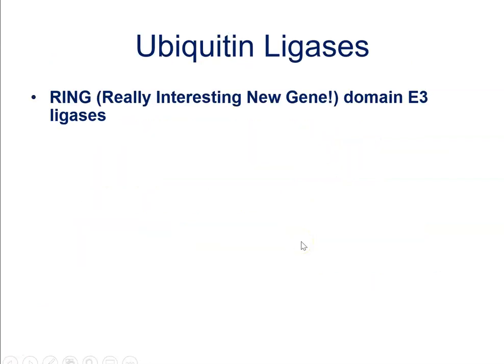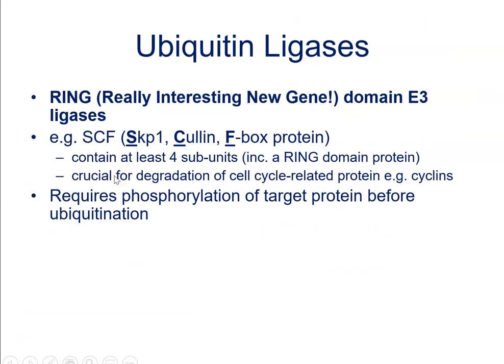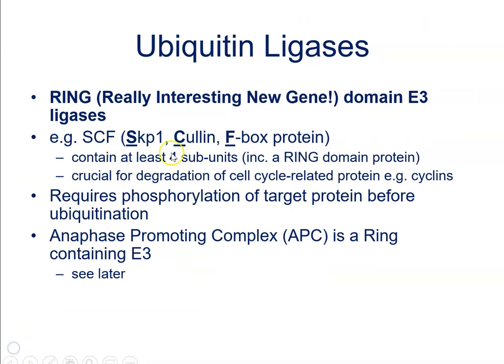We've then got the RING family of ubiquitin ligases. RING stands for Really Interesting New Gene, and all of these E3 ubiquitin ligases have a RING domain in them. Some of the ones that you're likely to come across are SCF, and it's crucial for the degradation of cyclins as cells transition through the cell cycle. To prevent cyclins from just being randomly degraded, they require phosphorylation of the target protein before ubiquitination. So in some situations, a phosphorylation can prevent ubiquitination. In some situations, a phosphorylation is the signal to be ubiquitinated. And the Anaphase-Promoting Complex is an example of a RING-containing E3.